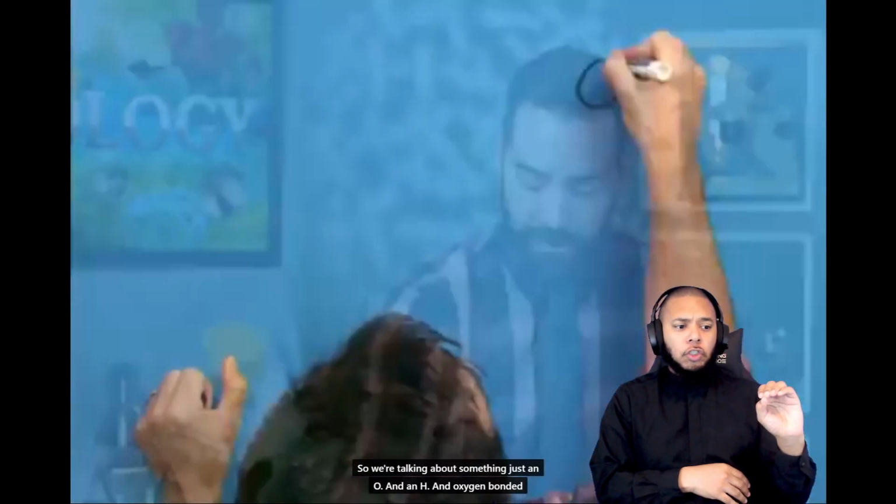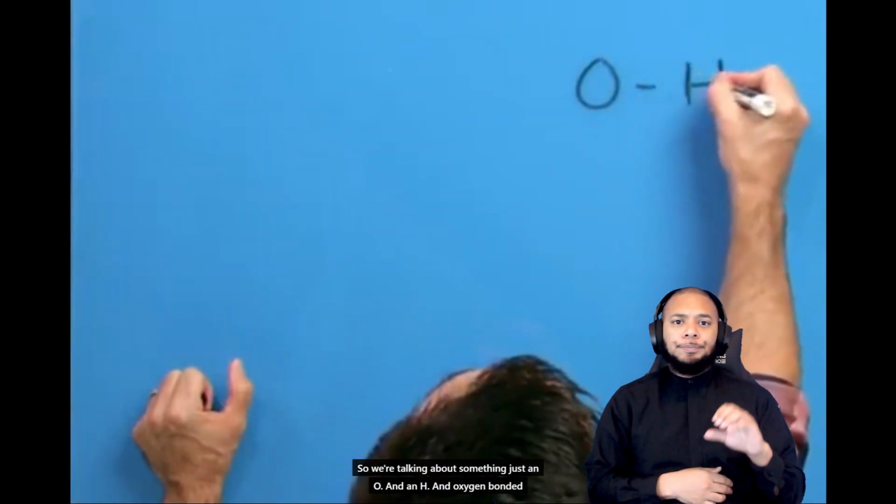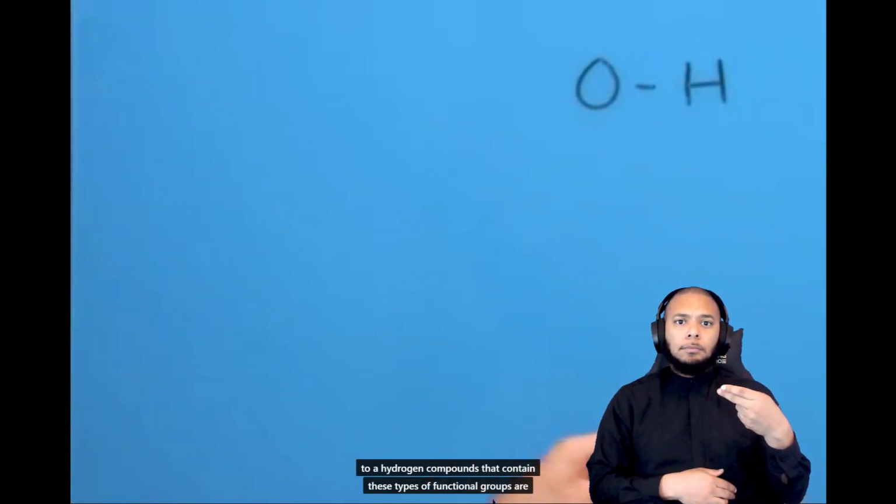The first group that we're going to look at is called the hydroxyl group. And the hydroxyl group is very simple. It is an oxygen bonded to a hydrogen. So we're talking about just an O and an H, an oxygen bonded to a hydrogen. Compounds that contain these types of functional groups are referred to as alcohols. Okay, so again, there are a lot of different ways we can wind up with this.